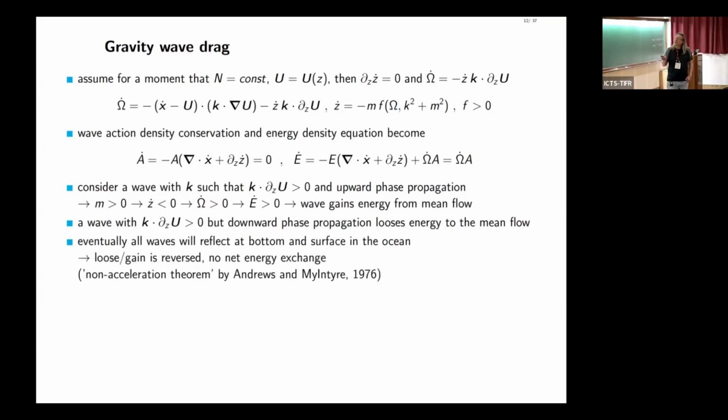But the point is in the ocean, an upward propagating wave, or downward propagating wave with upward energy propagation, will hit the surface, and the other way around it will hit the bottom. And then what happens is everything stays the same, except the m changes sign, right? The k stays the same, the frequency stays the same, the energy stays the same. So it will come back, right? And then first it will gain some energy while propagating through the mean flow, and then it will lose energy. And then it will gain energy again, and then it will lose it. So there's no net energy exchange in the long run.